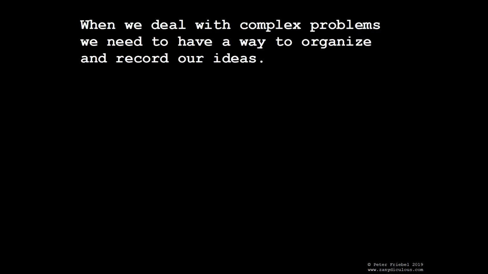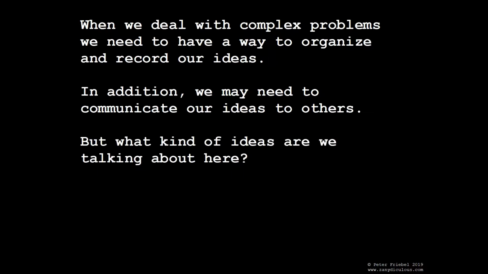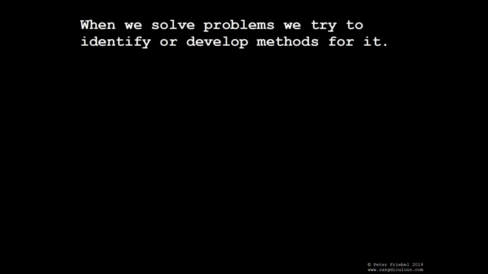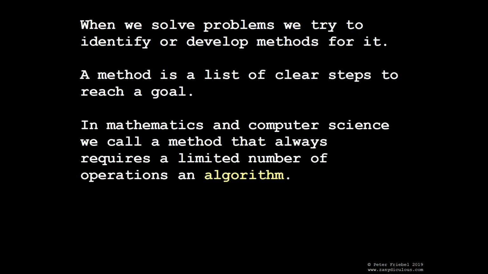When we deal with complex problems, we need to have a way to organize and record our ideas. In addition, we may need to communicate our ideas to others. But what kind of ideas are we talking about here? When we solve problems, we try to identify or develop methods for it. A method is a list of clear steps to reach a goal. In mathematics and computer science, we call a method that always requires a limited number of operations an algorithm.